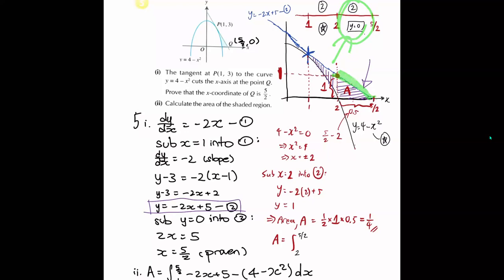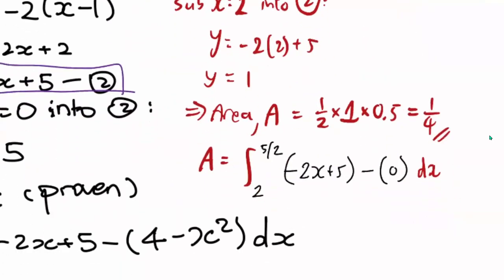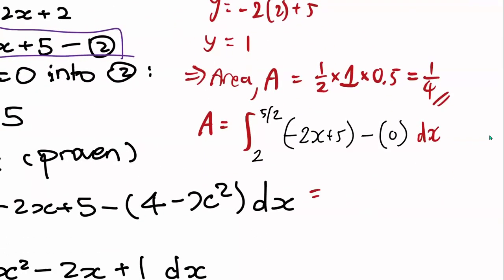This one, y equals minus 2x plus 5. So minus 2x plus 5 here, bracket, minus. Who's the lower function? 0. Yeah, the horizontal line, y equals 0. So you put a 0 here, dx. Let's see if we will also get the same answer 1/4. We should. Okay, so just integrate term by term. This gives me negative 2 x squared over 2 plus 5x, evaluated at x equals 5/2.